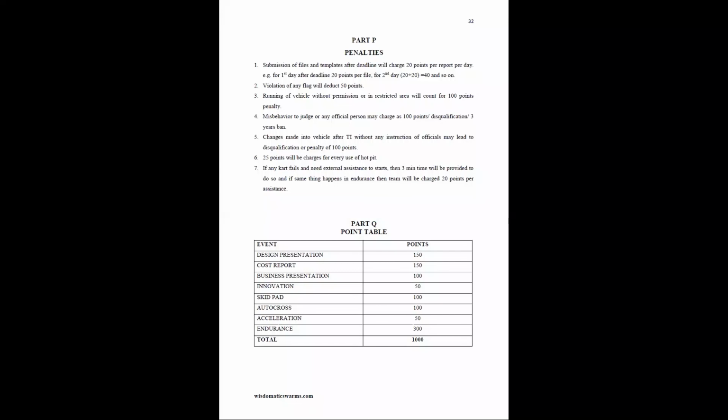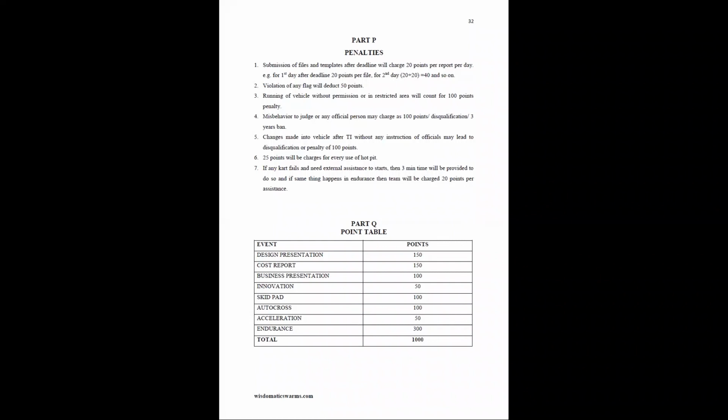I'll explain it with an example. Suppose you have to submit your documents on 10th of November. But you fail to submit it on 10th. You submit on 11th. So whatever your overall score is after the event, we'll deduct 20 points from that score as a penalty for submitting documents late.